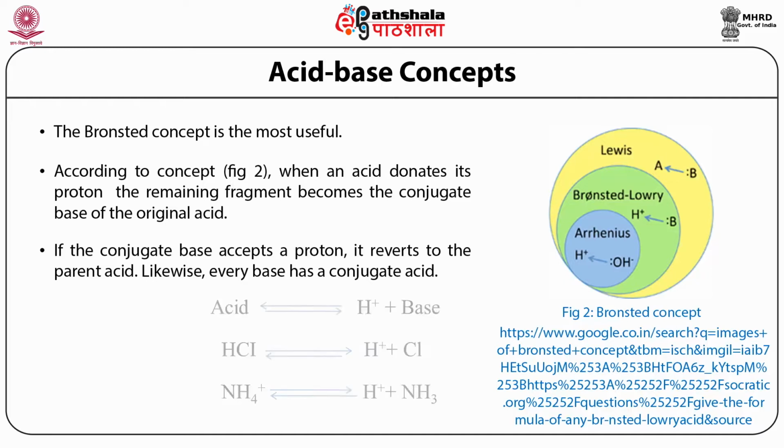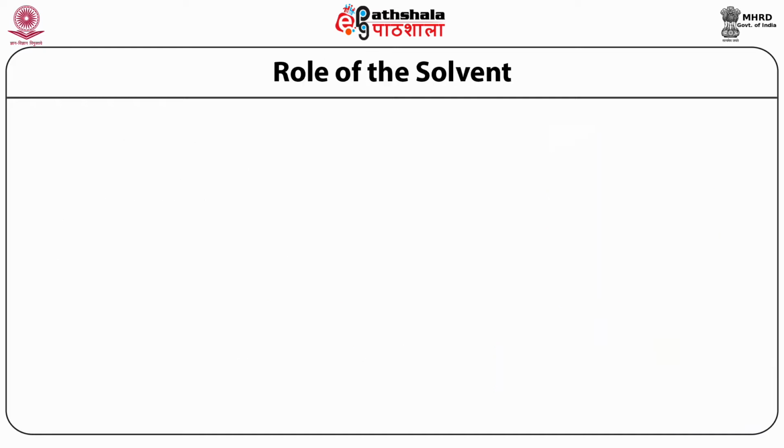For example, an acid will form H plus plus a base. HCl will give H plus plus chloride ion. NH4 plus will give H plus plus ammonia. As shown here, the concepts according to Lewis, Bronsted, and Arrhenius have been explained in Figure 2. In the strength and overall defining of acids, bases, salts, etc., the role of the solvent is very important.